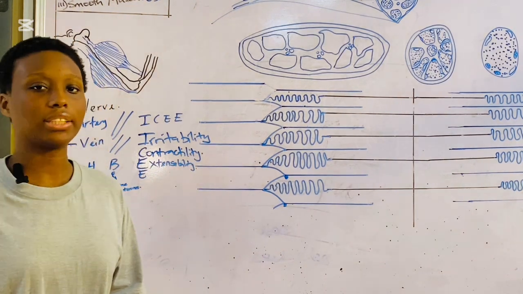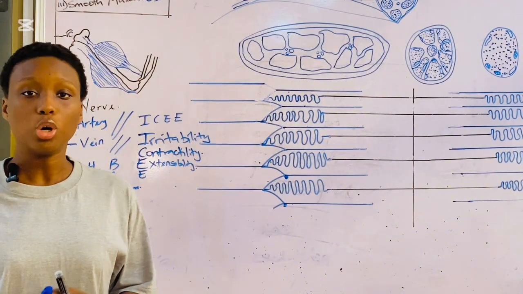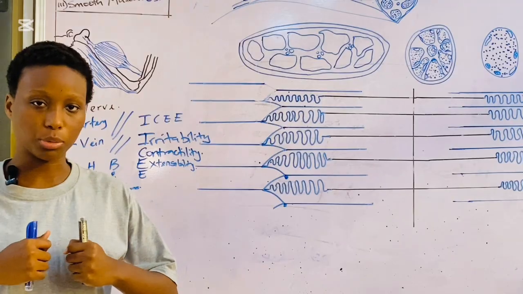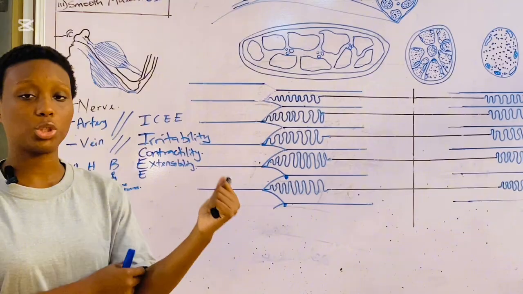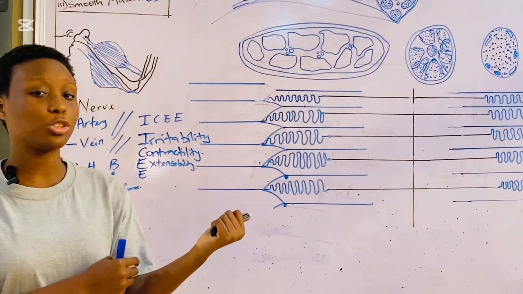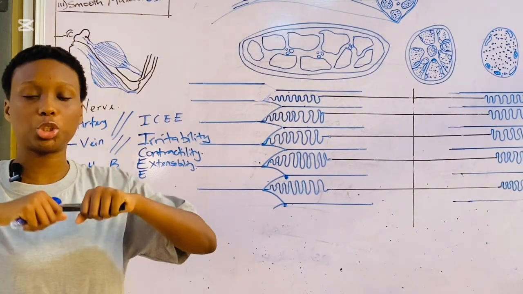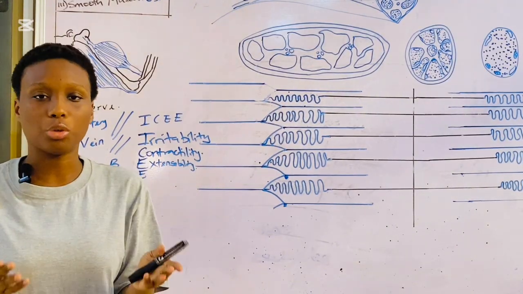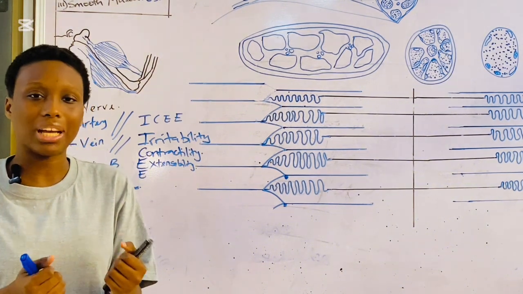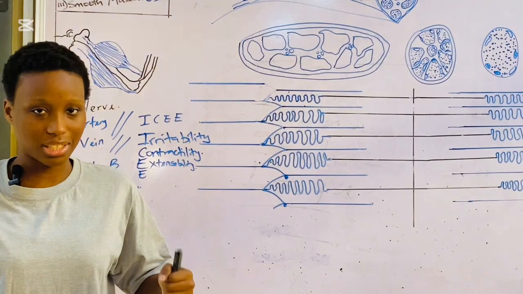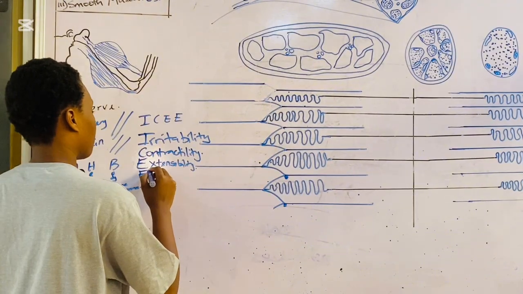Next, we have extensibility. Extensibility means that after contraction takes place, the muscle can actually stretch out. Extensibility means that when contraction of a particular muscle takes place, there is going to be an extension of another muscle adjacent to it, to be stretched out. Extensibility also means that after a muscle undergoes contraction, it relaxes back or it lengthens. That's extensibility.